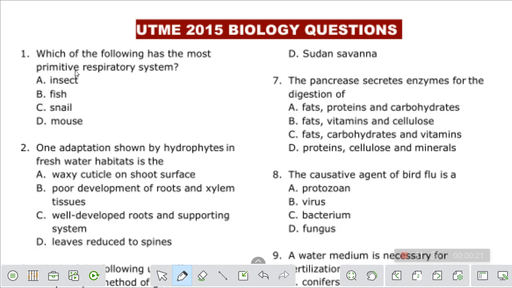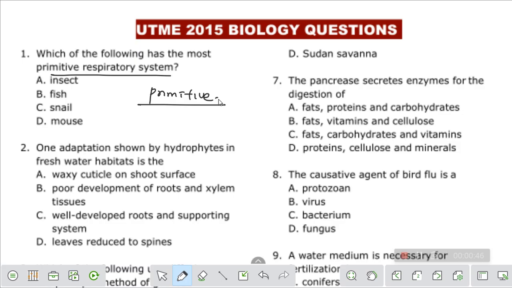If you say something is primitive, what does it mean? These are part of the tricks that you have to learn. There are some things that biology questions ask you in UTME that, even if you know the theories very well, if you don't know them in simple English, you'll not be able to solve it. So what's the meaning of primitive? That's what you firstly have to know.